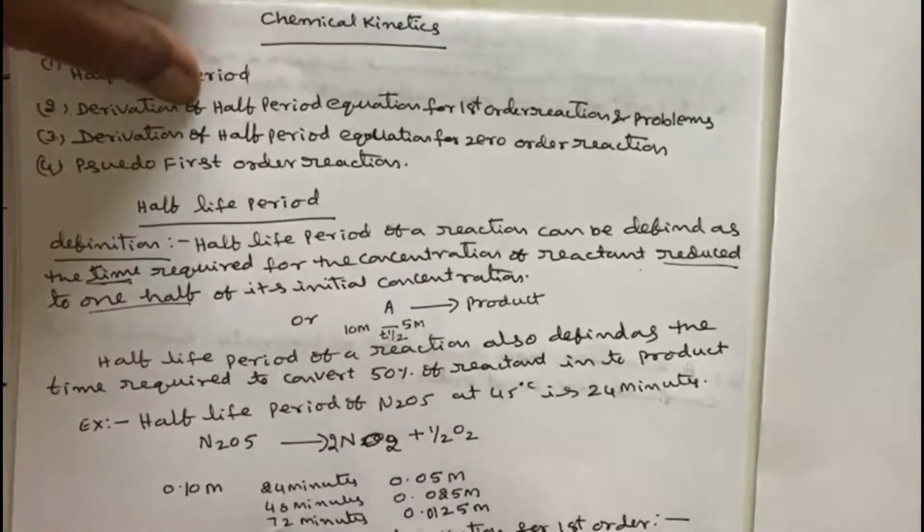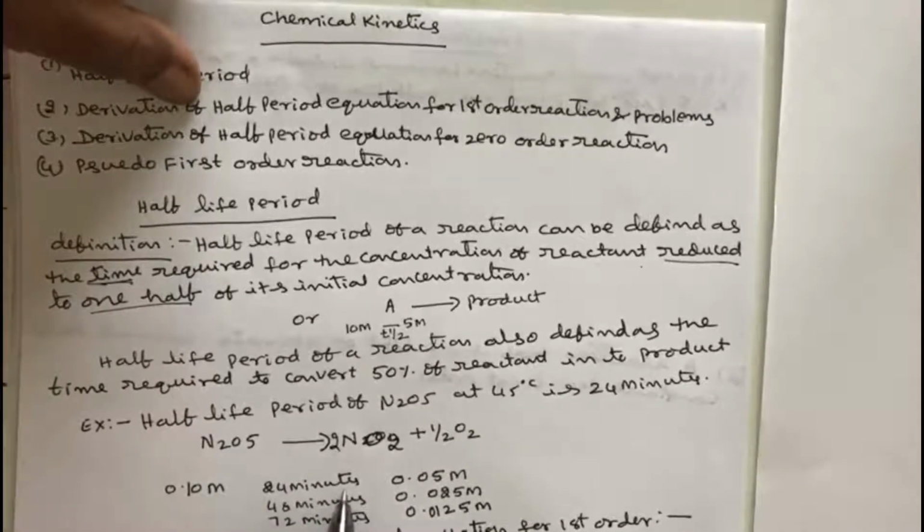The initial concentration of N2O5 is 0.1 m. After 24 minutes, half is converted into product NO2, that is 0.05. After another 24, that means a total of 48 minutes, the concentration of the reactant remains 0.025 m. One more 24 minutes, that is 72 minutes, the concentration of the reactant left is 0.0125 moles per dm cube or m.